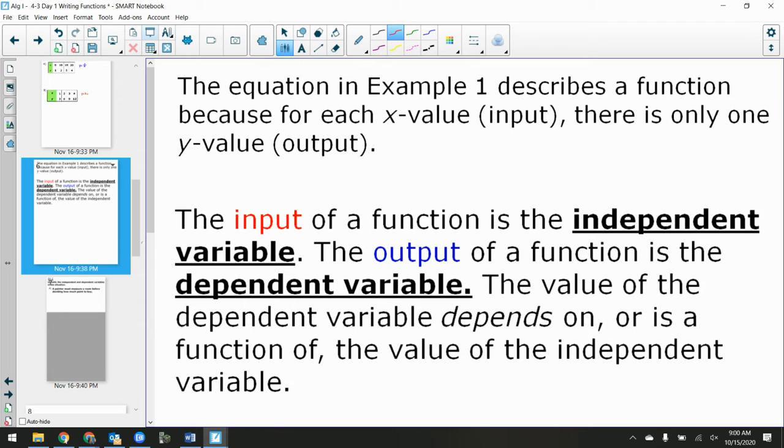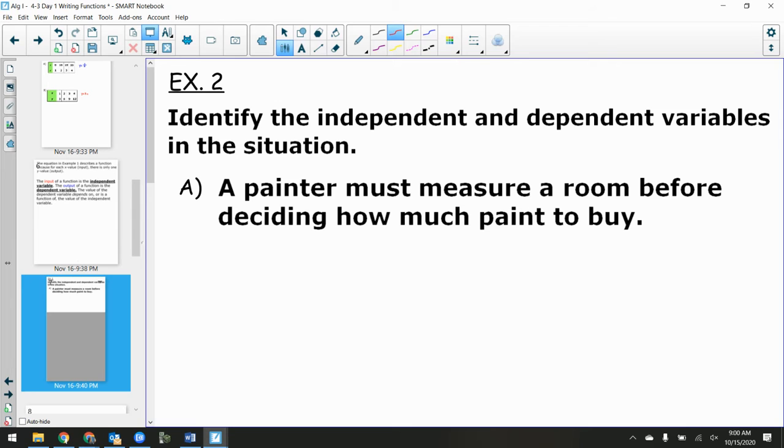Now, when I start to put it into word problems, it's going to be important that you identify what the independent versus dependent variable are, because when you go to graph, the independent variable is going to be on the x-axis, and the dependent variable is going to be on the y-axis. So we're going to take some time defining the independent versus dependent variables. So, for example here, a painter must measure a room before deciding how much paint to buy.